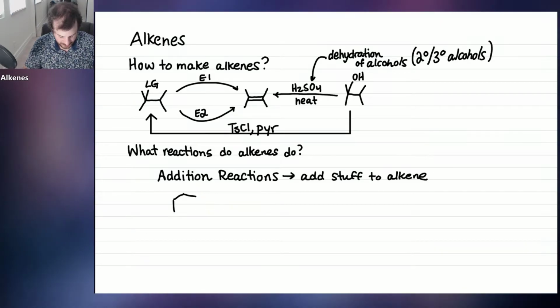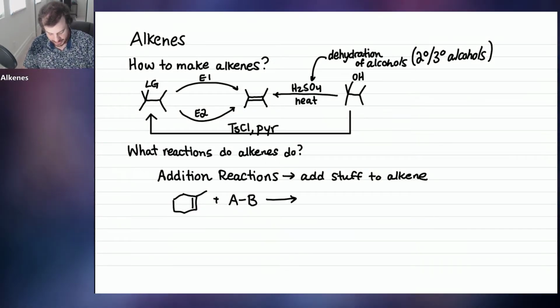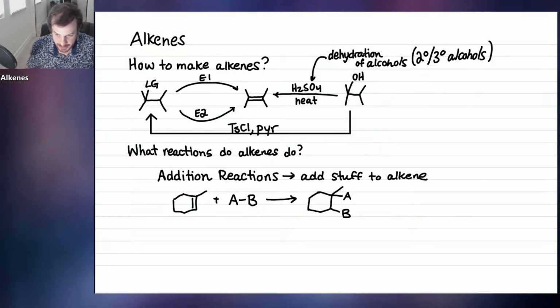So if we have an alkene, say, that looks like this, a cyclohexane with an alkene called cyclohexene, and you add some reagent, we'll talk about what those reagents are, and we'll call this reagent AB. An addition reaction would add the elements of A and B across the double bond. So one of the carbons of the double bond would get A, and the other carbon of the double bond would get B.